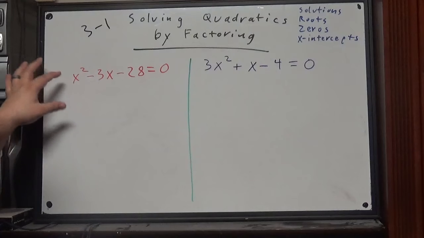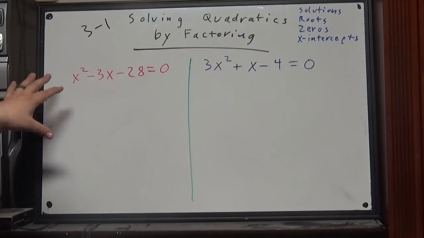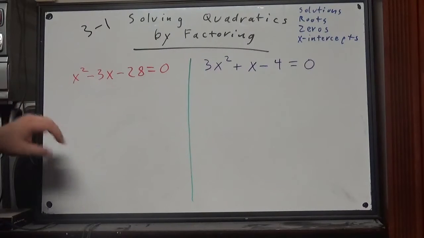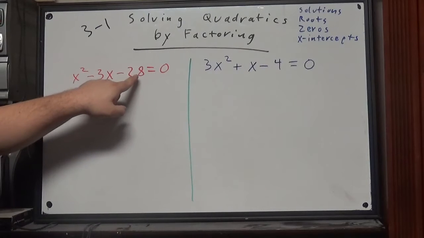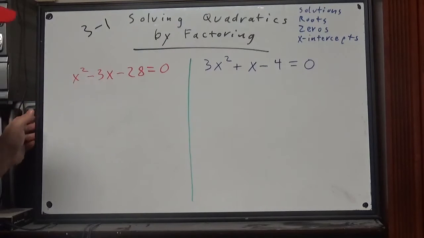First thing we're going to do, notice that the a value is 1. We have no coefficient in front of x squared. So because of that, we do not have to do the x method. We can go ahead and find factors of negative 28, our c value, and then find which pair of factors adds to make negative 3.